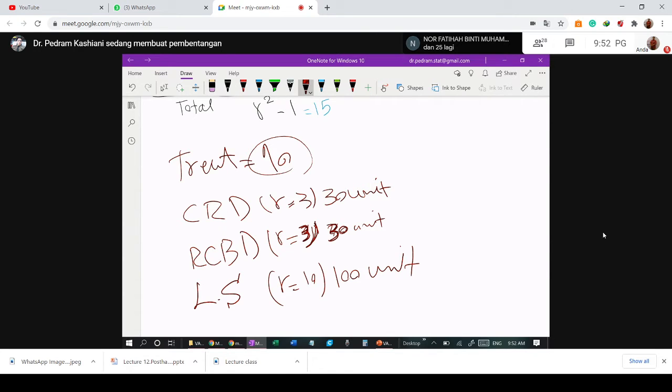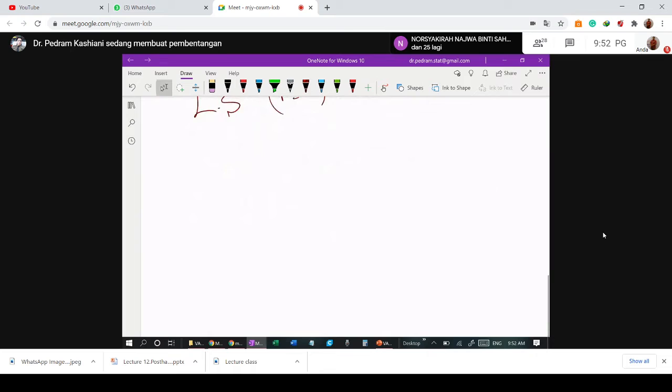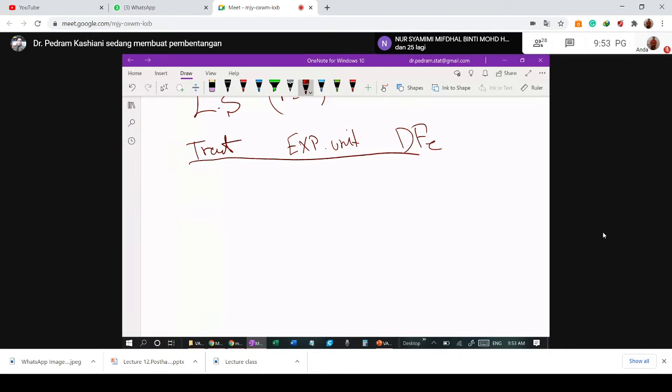Therefore, my experimental area became 100 experimental units. It is too big. So this is the problem. Okay, and now let's say we calculate for here. I say this is the treatment, this is the number of experimental units, and this is the degrees of freedom for error. Okay, we see what happened.